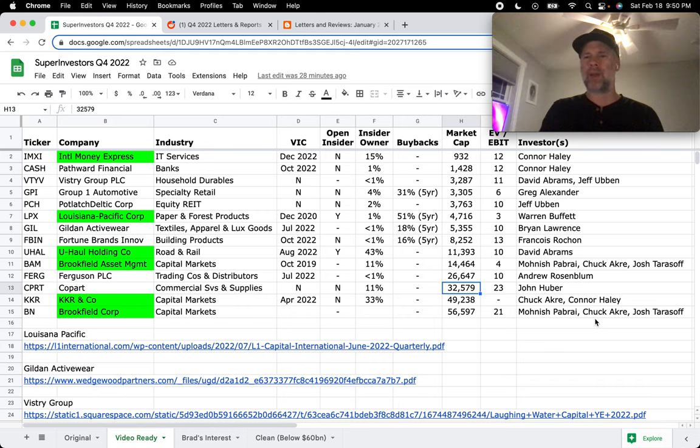So I think we've mentioned all of these. There's definitely some duplicates in here in terms of which investors are coming up with these ideas. So, how did I select these or highlight them green? Really, insider ownership in this case was a big one, and how small it was appealed to me.